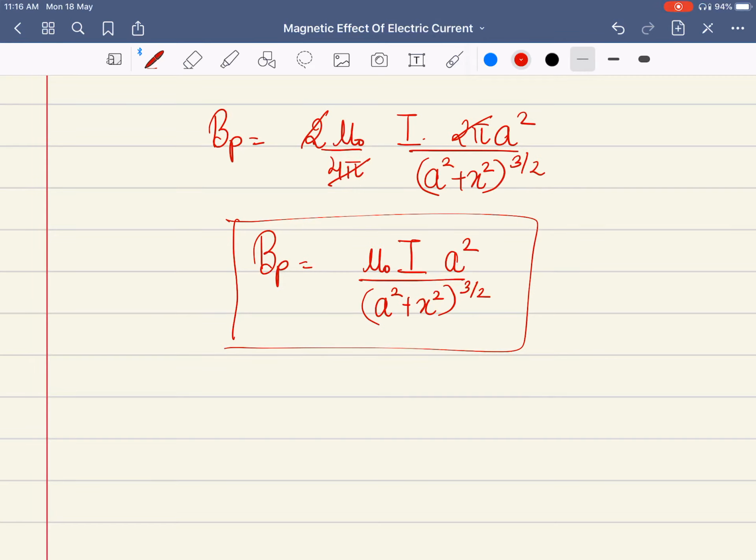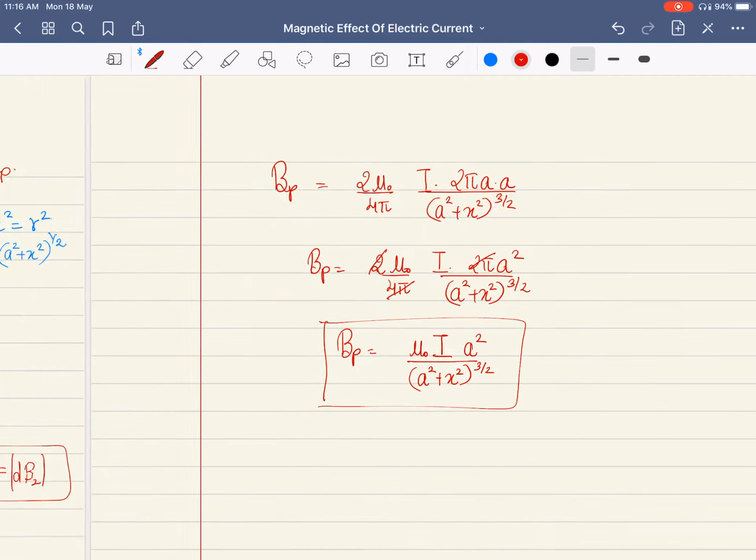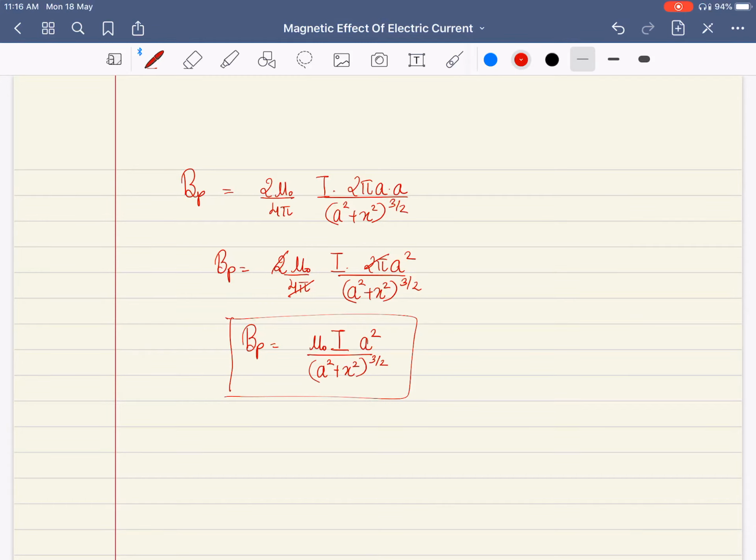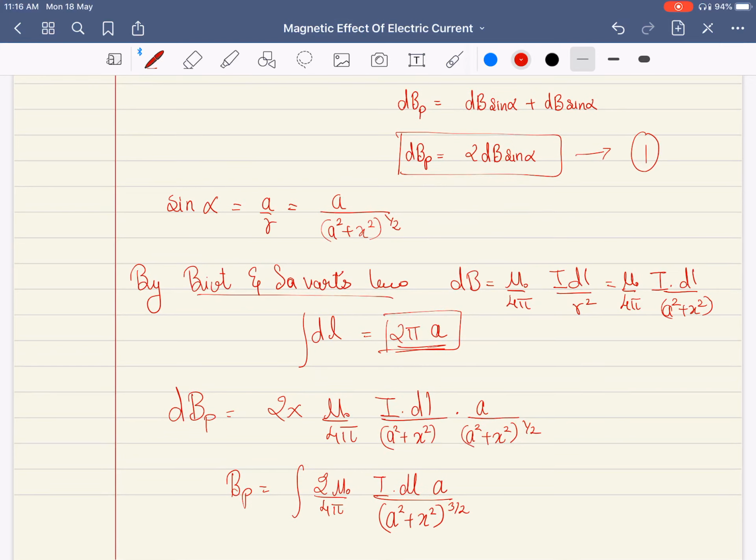Getting it clearly? Okay, so that is the magnetic field produced on the axis of the coil carrying current. One thing you have to consider over here is that you don't have to consider 2 pi a, you just have to consider pi a. Why do you have to consider pi a? Because we have already taken two elemental lengths, that is, one is at A and the second one is at B.